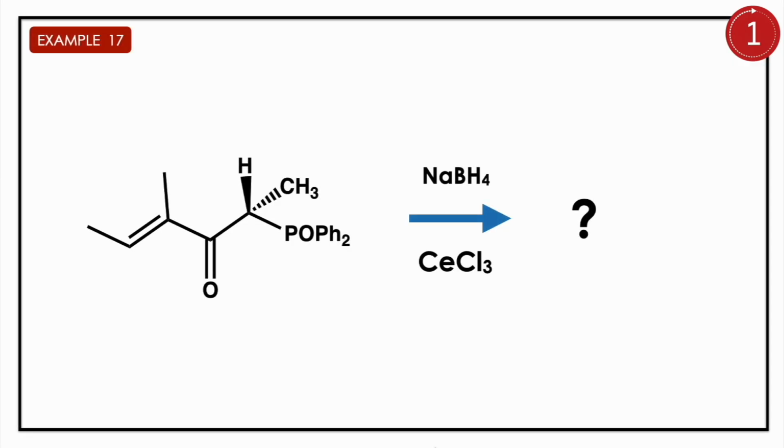Then the next example. Here you have ketone. One side you have alkene. Another side you have chiral carbon. Hydrogen above the plane. Methyl below the plane. Phosphine oxide on the plane. You are using sodium borohydride and cerium chloride. You should find what will be the final product.